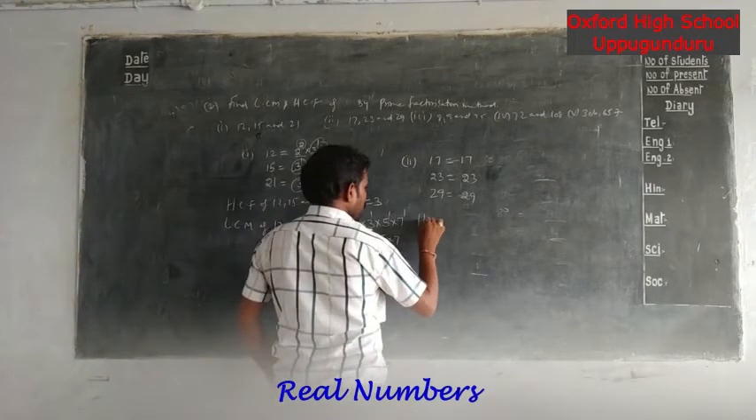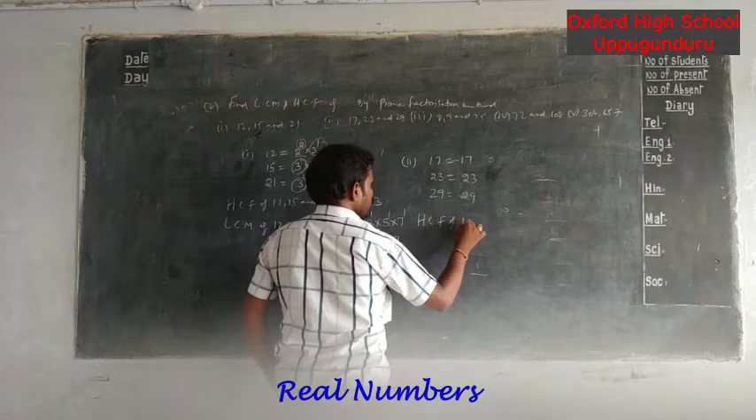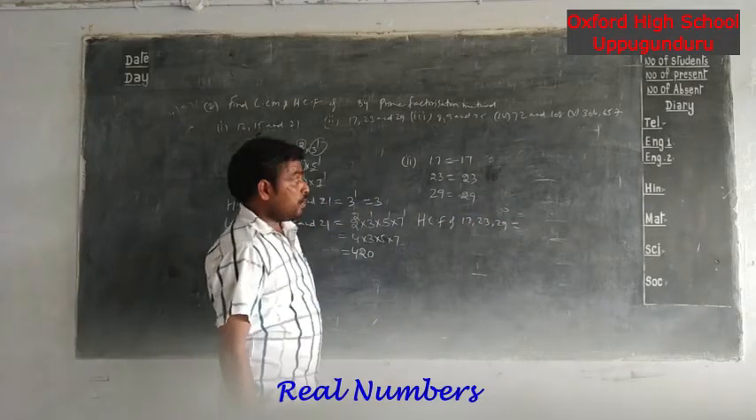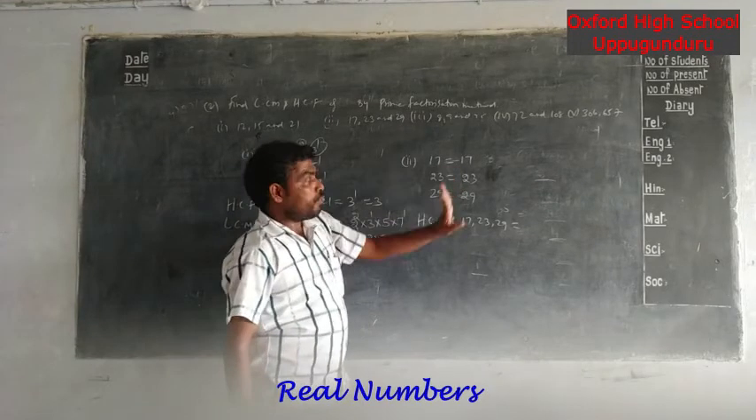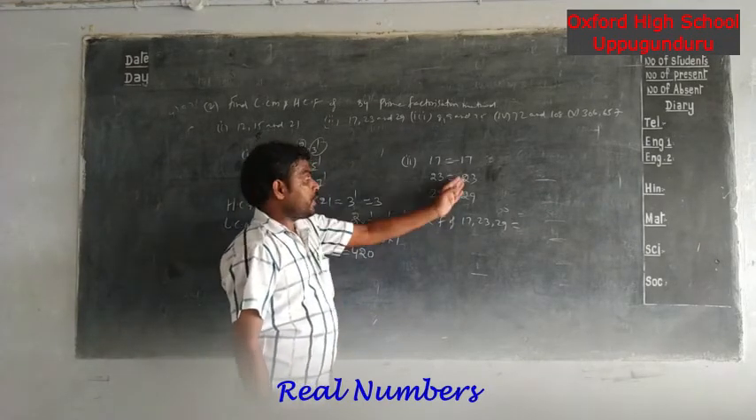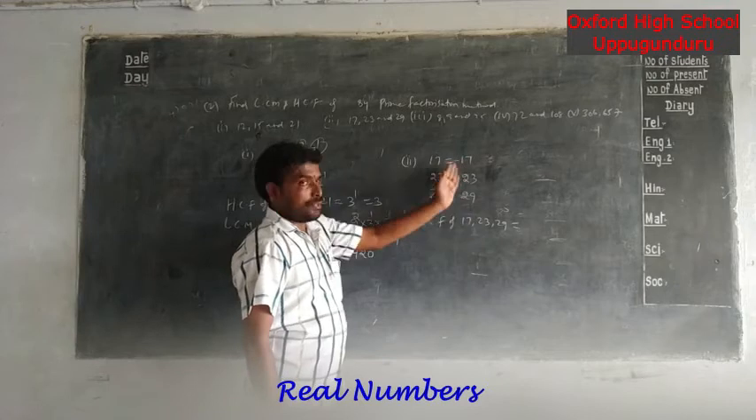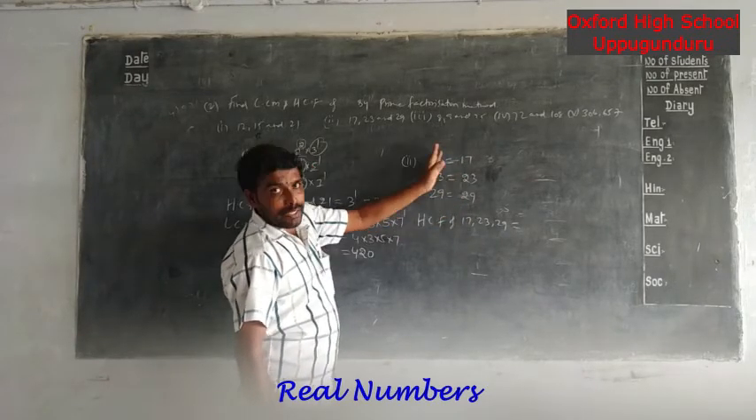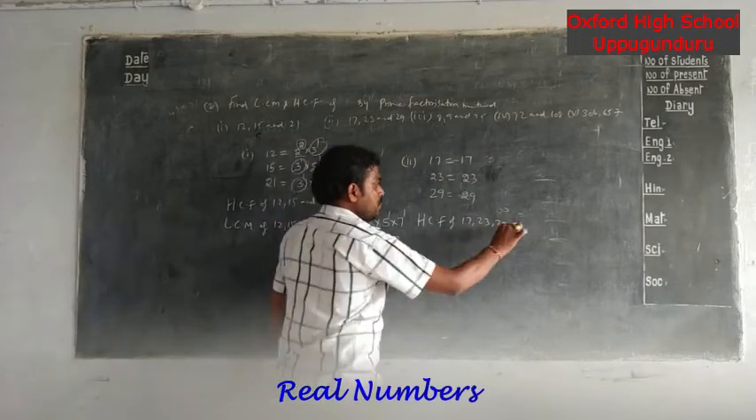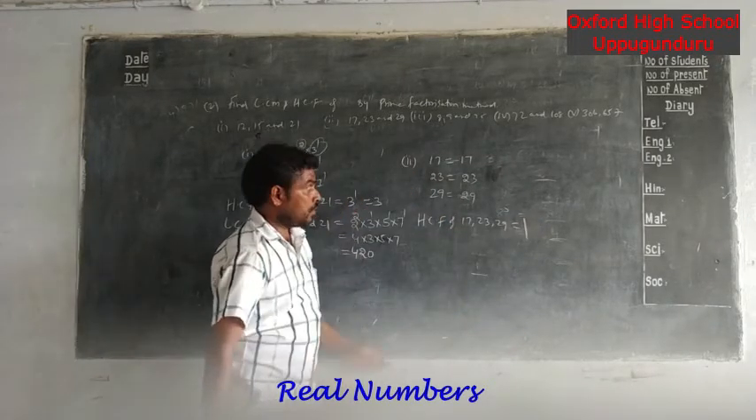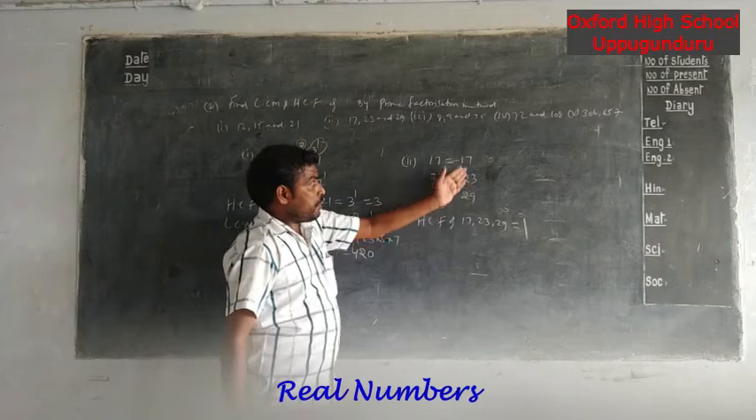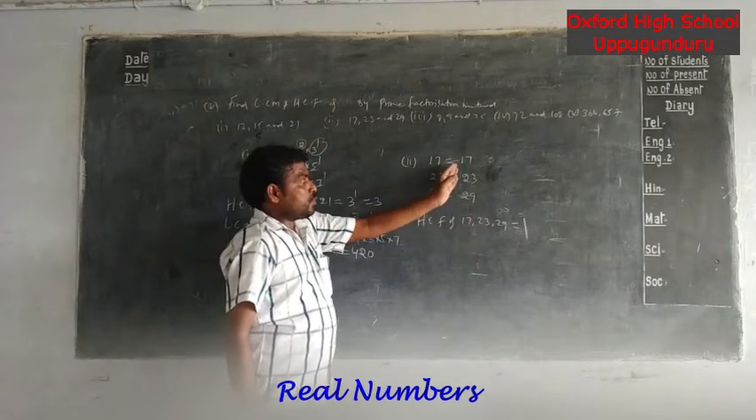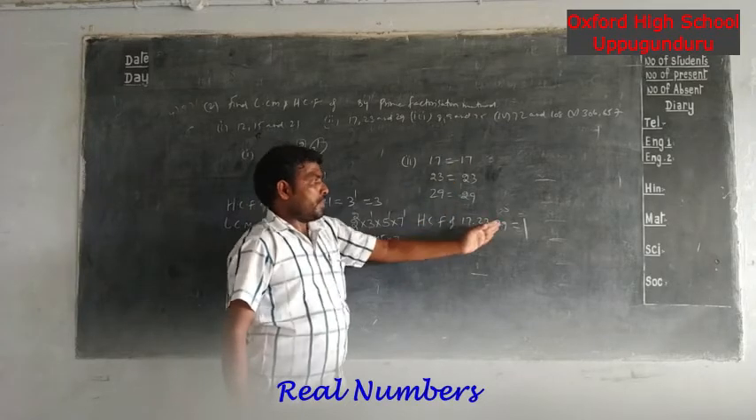How to find HCF? HCF of 17, 23, 29 equal to. For all these three, there is no factor common. There is no prime number which is common for all these three. So if there is no prime factor which is common for all the given numbers, you have to consider one as the common factor. Here there is no common prime number. It is 17, it is 23, 29. So when there is no common factor, you have to consider common factor as 1.